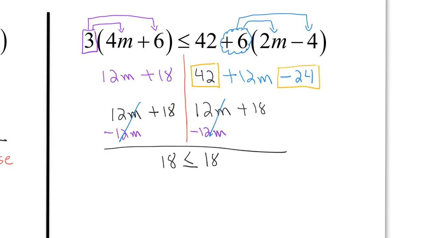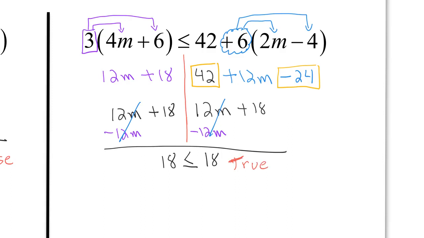The 18 on this side and the 18 on the other side. The right side is 18. 18 is less than or equal to 18. That is true because they're equal. 18 is equal to 18. So this is a true statement.